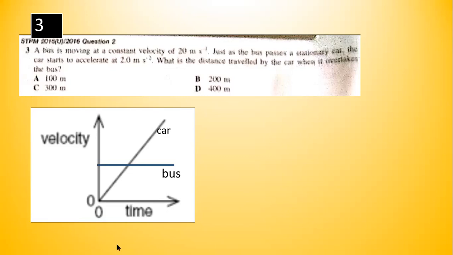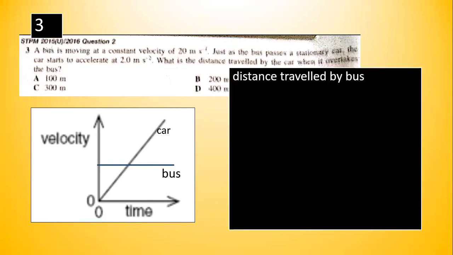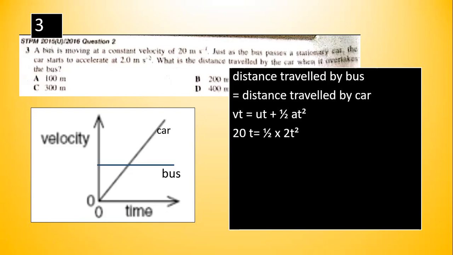So the bus is constant velocity, horizontal line. Just as the bus passes the stationary car, the car accelerates. So the car is moving in a straight line. If you look at the velocity-time graph, what's the distance traveled by the car when it overtakes the bus? Both of them must have the same time. Distance traveled by bus equals distance traveled by car. The bus is constant velocity, so it's speed times time. Whereas this one is acceleration, that's why you use this formula: s = ut + half at squared. Cancel the t. Put in your values. u is 0 for this part. v is 20 for the bus. Half a, you are told, is 2. Cancel the t and then calculate your t. And calculate your distance. vt is 400 meters. That's all.